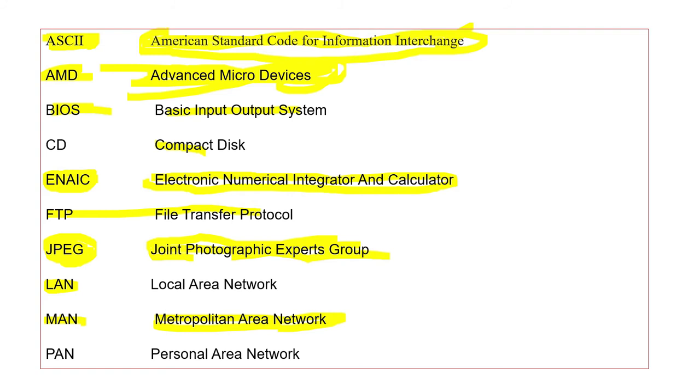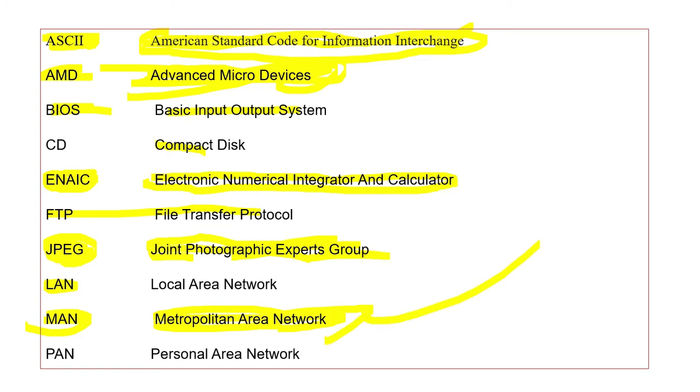As I said, in a local area network, if a network is present within the building, within the room or within the campus, that is called a local area network, where different computers are connected together. But if the computers are connected in a vast area, like different cities or different districts are covered, or the whole state is covered, then that type of network is called a Metropolitan Area Network, MAN, and the full form is Metropolitan Area Network.